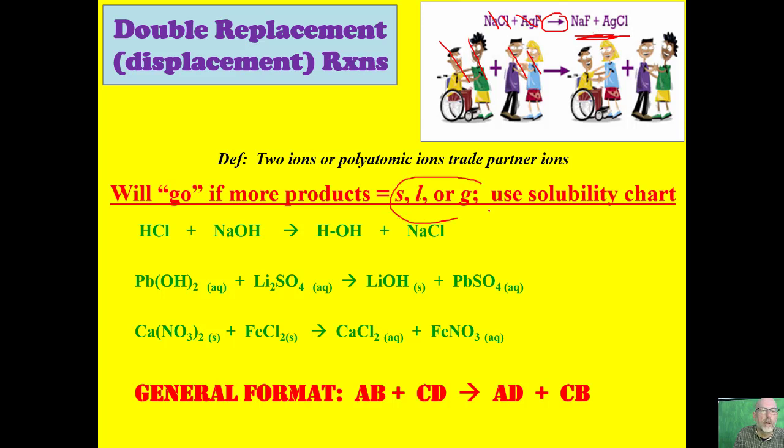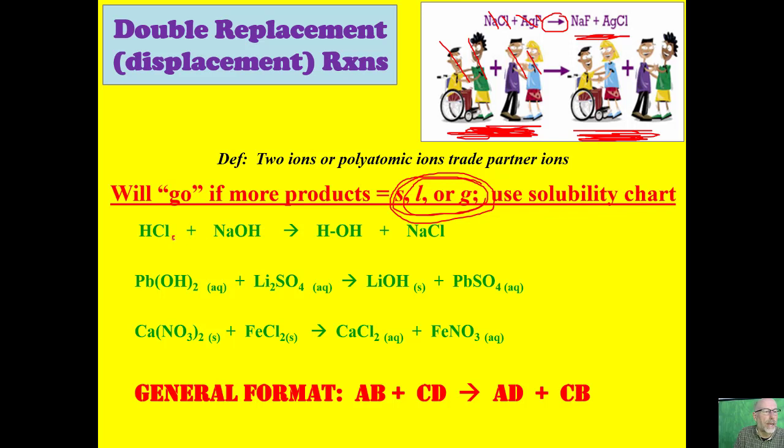I'm going to circle that down here. Solids and or liquids and or gases. If there's more solids and or liquids and or gases on the right side, then yeah, that reaction occurs. But if you start off with more solids and or liquids and or gases on the left side, then you can mix those two together and nothing happens. So here we have HCl and NaOH.